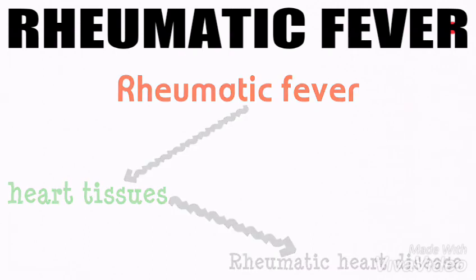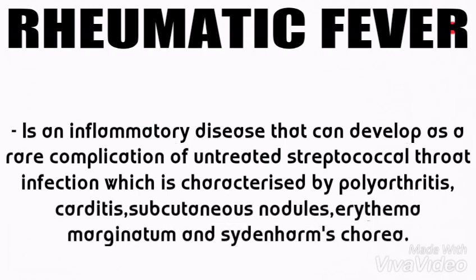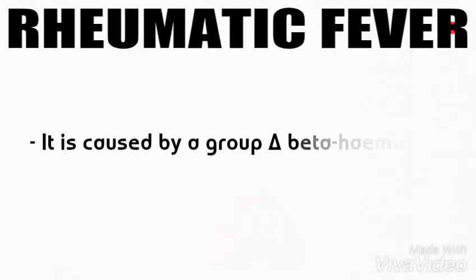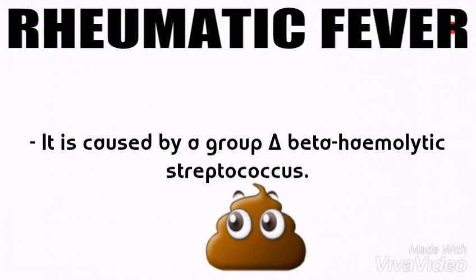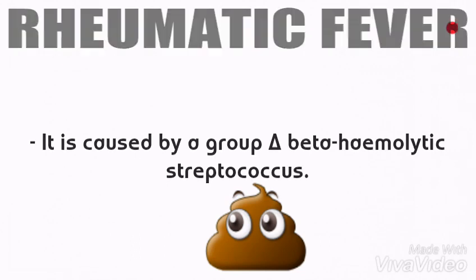heart disease. In definition, we can say that rheumatic fever is a type of inflammatory disease that can develop as a rare complication of untreated streptococcal throat infection, which is characterized by polyarthritis, carditis, subcutaneous nodules, erythema marginatum, and Sydenham's chorea. It is caused by a group A beta hemolytic streptococcus.